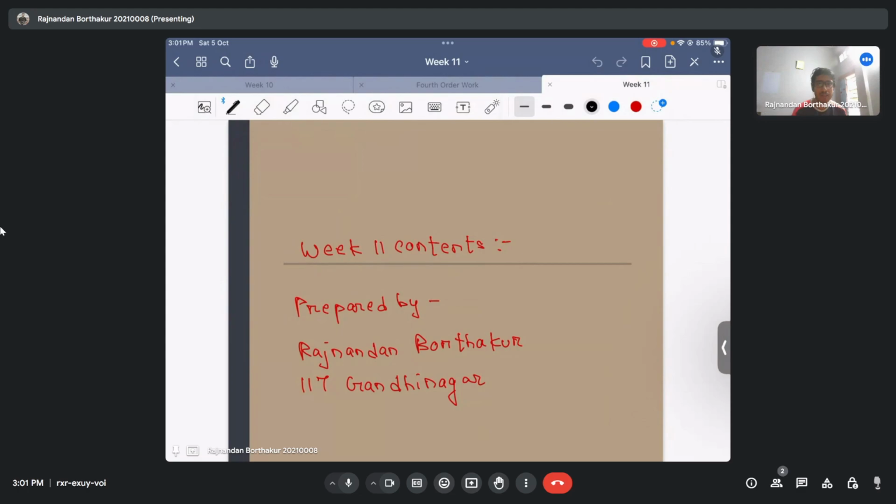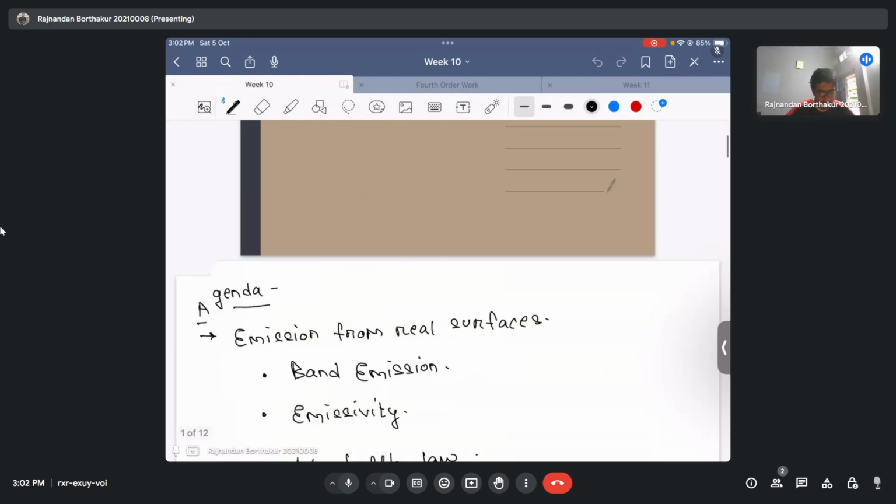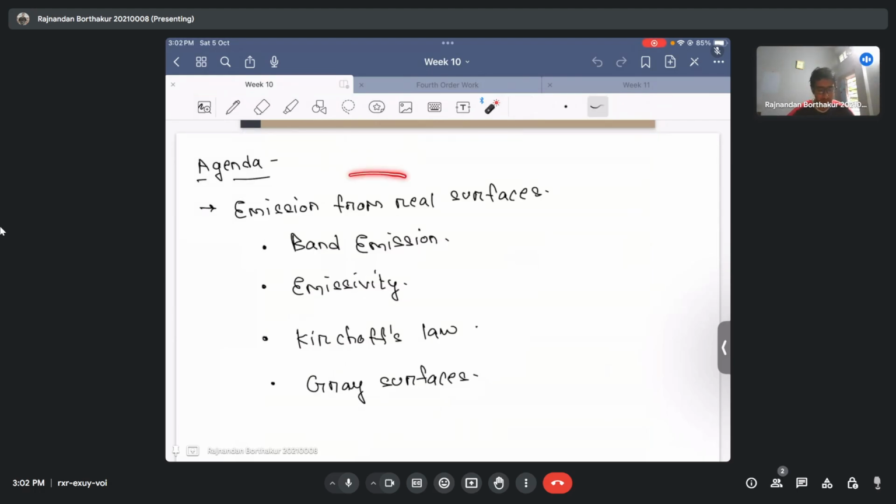And as you know, you will have your exams, which is the customary thing that typically happens in a typical NPTEL course. Anyways, our drill is similar. We will start off today by having a recap of what we saw last week, quickly go through the things we saw, and then we will discuss the agenda for today's discussion. So in the last week, we learned something known as emission from real surfaces.